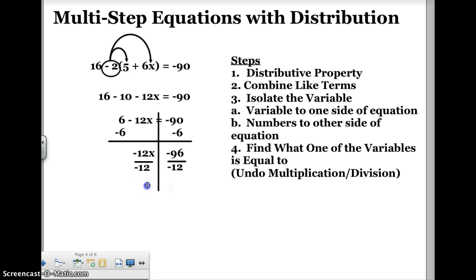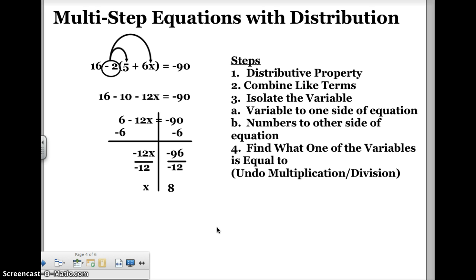So on the left side of the equation, I'm just left with x. On the right side of the equation, I have negative 96 and negative 12. When I divide those two numbers, I get a positive 8. So my answer for this is x is equal to positive 8.